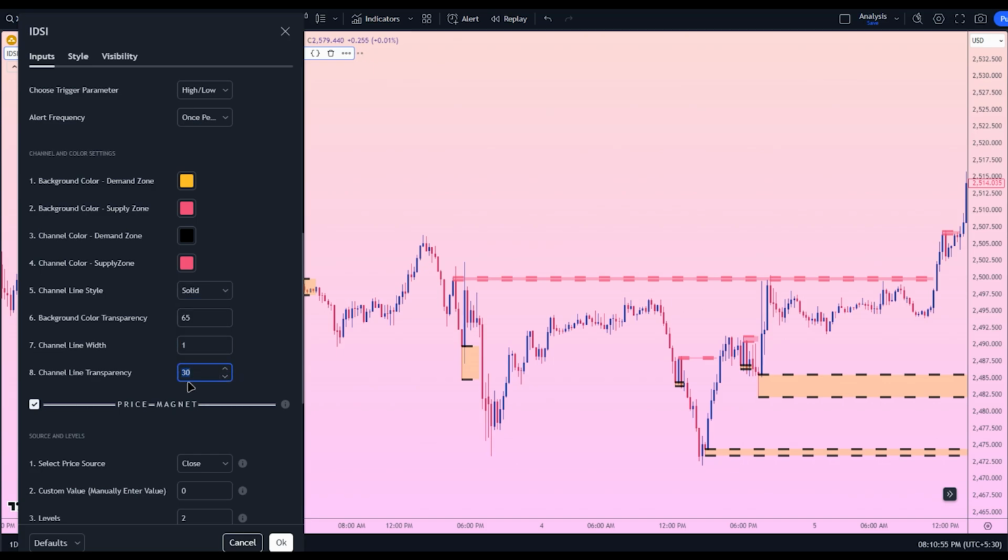Channel line transparency. Control the transparency of the channel lines with a default of 30%. You can increase or decrease this value to match your visual preferences. All of these options allow you to fully customize the appearance of your demand and supply zones, helping you tailor them to your specific trading and charting needs.